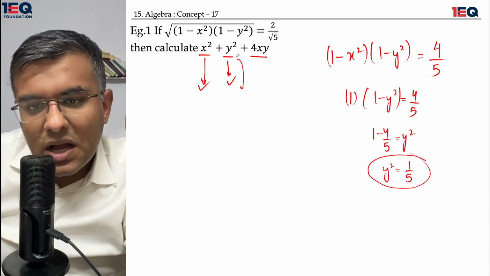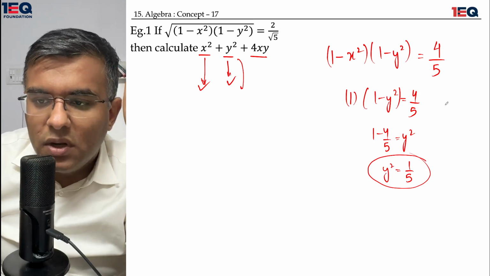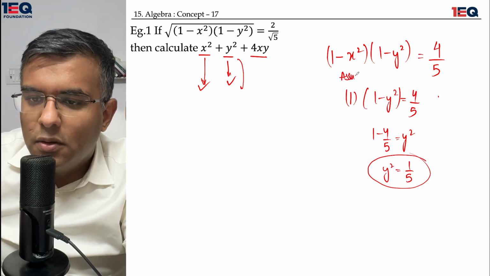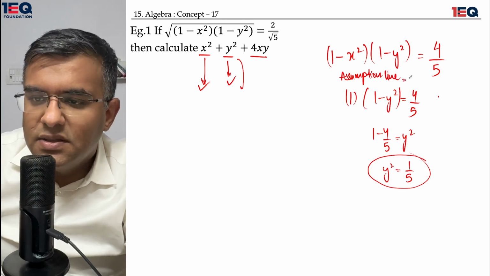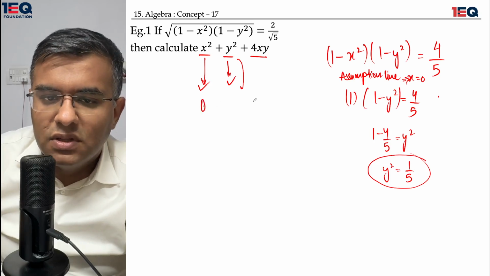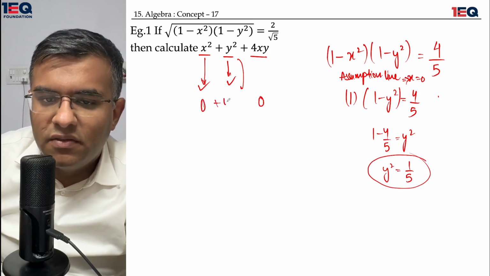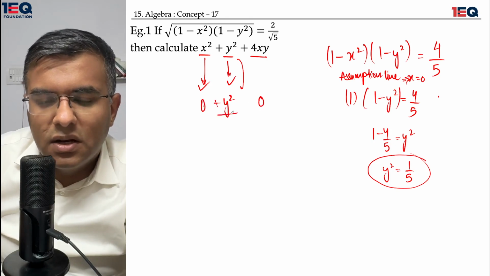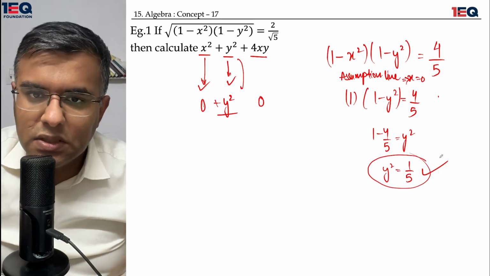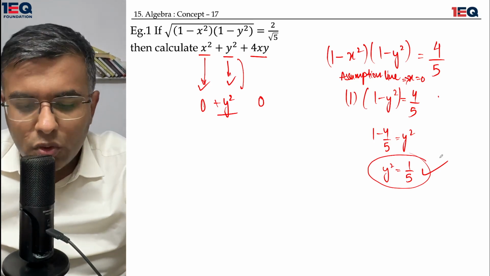So the question asks the same thing. Here is an assumption line: the assumption is that x is equal to 0. When x is equal to 0, this is 0, this is 0. I'm only left with plus y square, which I have to tell. 1 by 5 is my answer. Okay, I hope we're good to go.